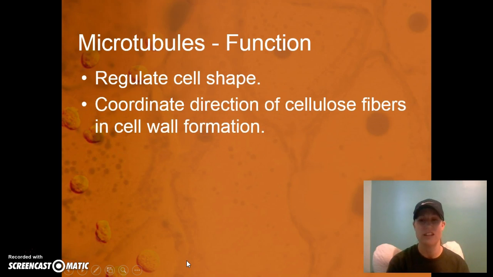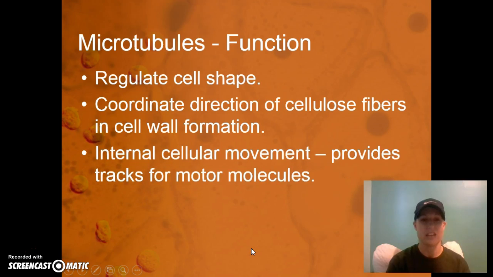They coordinate the direction of cellulose fibers and cell wall formation. In cell wall formation, we're going to be looking at bacteria and plants when we look at cell division further on. For internal cellular movement, they provide tracks for motor molecules. Now, this is huge. We have talked to this point about vesicles moving throughout the cell, and those proteins that are being created, how they know where to go, or the lysosomes moving throughout the cell. How do you think they're moving? They move through the microtubules. They move through these tracks that they provide, and we'll talk specifically about how they do that.